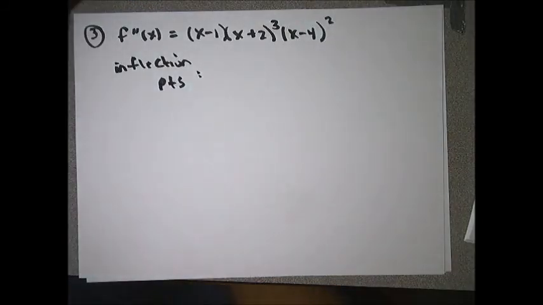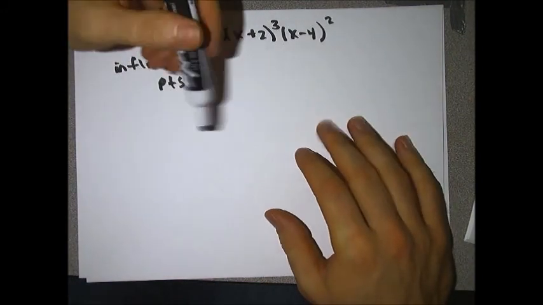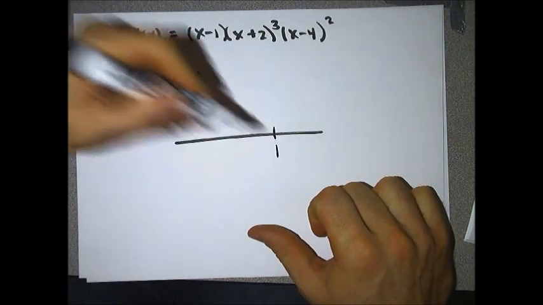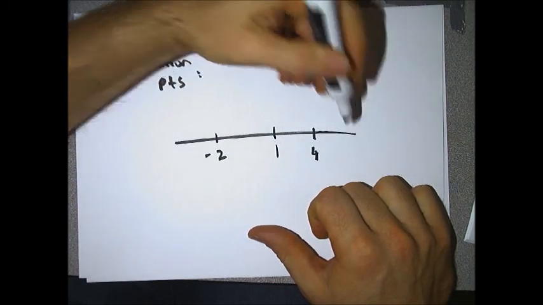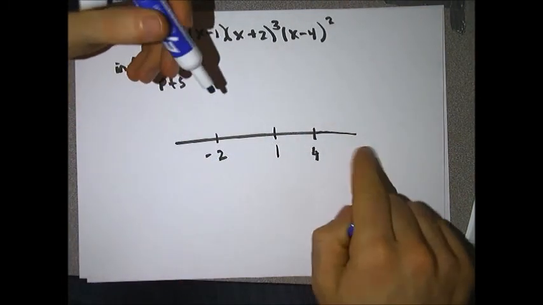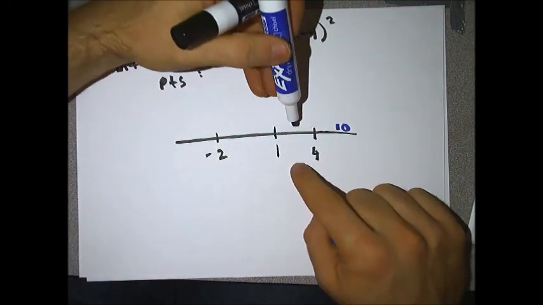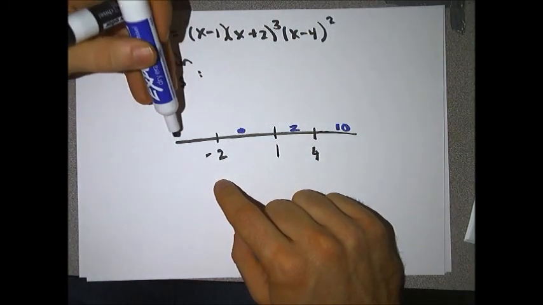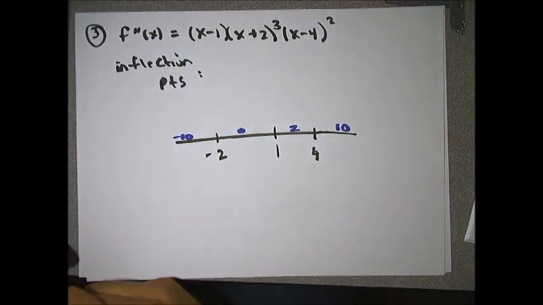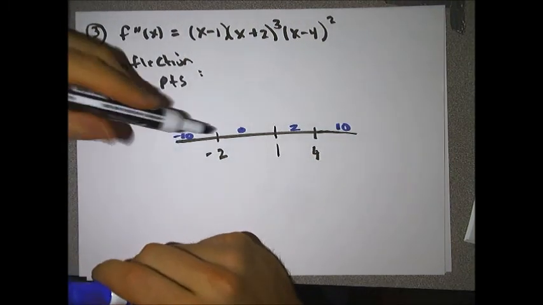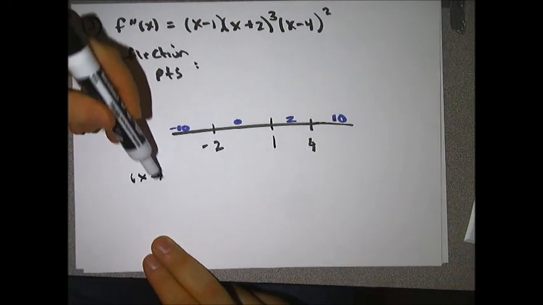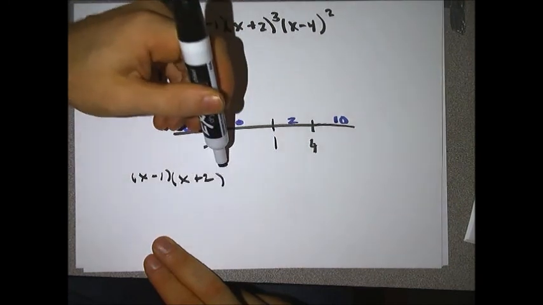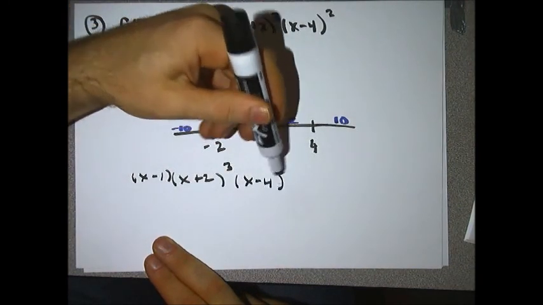Number 3 gives you a second derivative, and it asks for the points of inflection. You can see from the second derivative, our test points are going to be at 1, negative 2, and 4. Now you want to pick a test value on all sides. So I'm going to try 10, 2, 0, and negative 10. To have a point of inflection, you have to have a sign change occur from the left to the right. So if I rewrite this as x minus 1, x plus 2 to the third, x minus 4 squared.